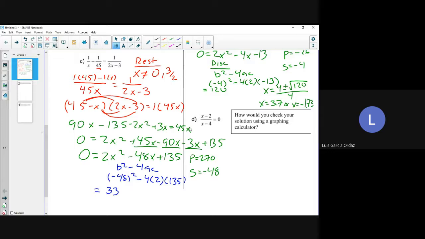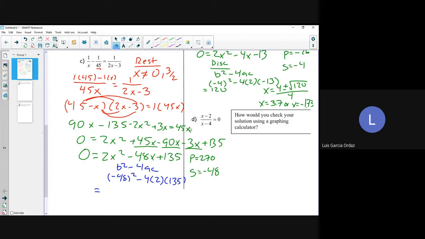I got 1,224. I don't think... am I doing something wrong? Negative 48 squared minus 4... I got 1,224. All right, what did you get? I got 3,084. How would you get 2304? Oh yeah, I'm getting different.